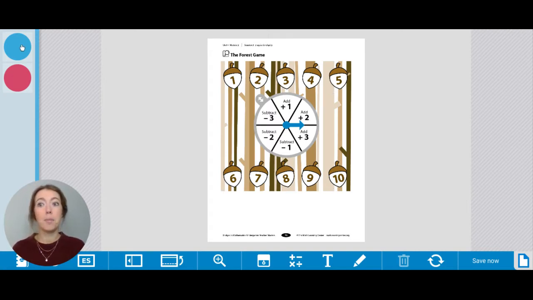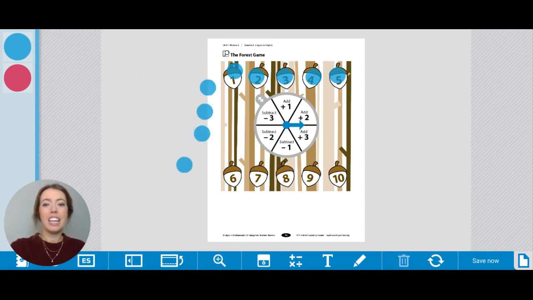I'm going to take some blue counters over here and put one on the first five acorns. So one, two, three, four, five. Then I'm going to take five more and put them here on the side. Six, seven, eight, nine, 10. Now we have 10 blue counters here on the game board.